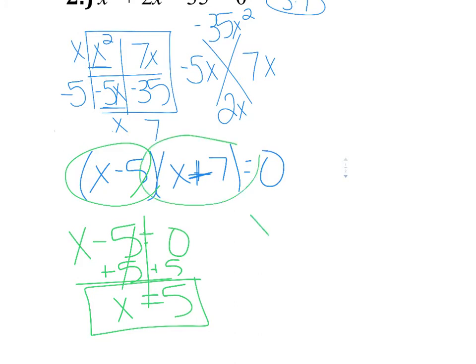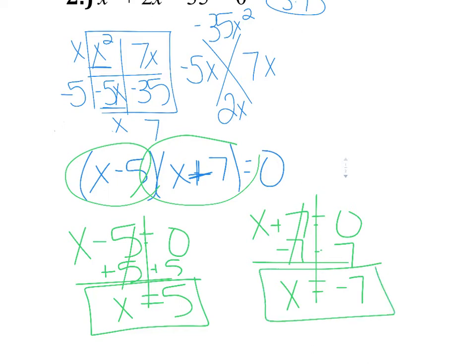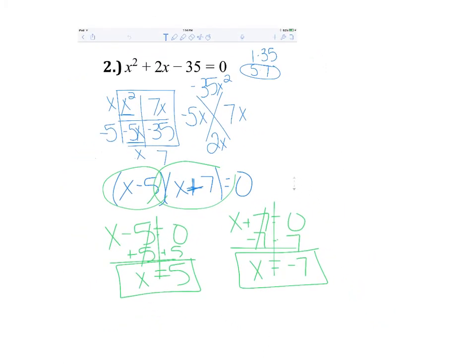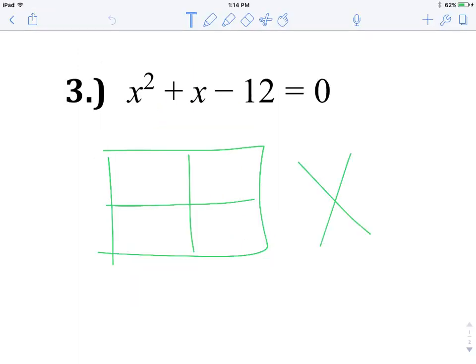Second factor, I have x plus 7 equals 0. So I'm going to subtract 7 from both sides to get x equals negative 7. So I'm left with my two answers. Again, we only do this if it says solve and it's equal to 0. So you're factoring what we did last week, and now we're taking it one step further and solving.